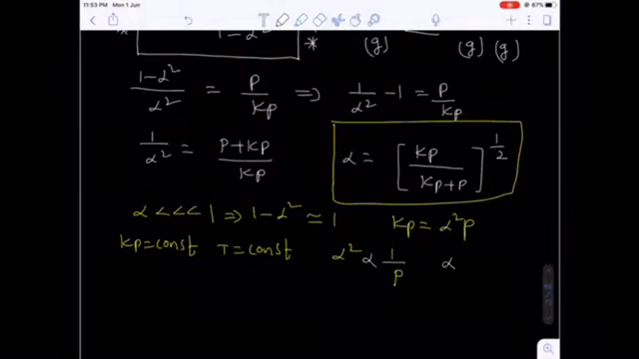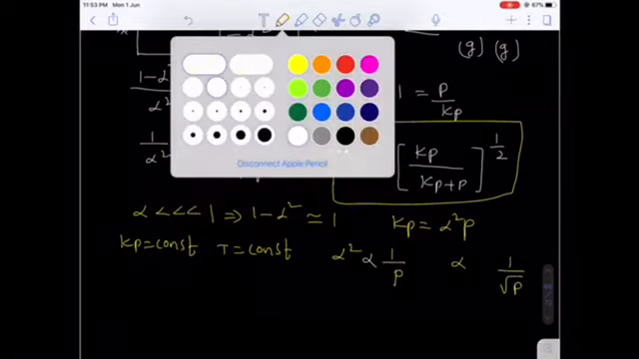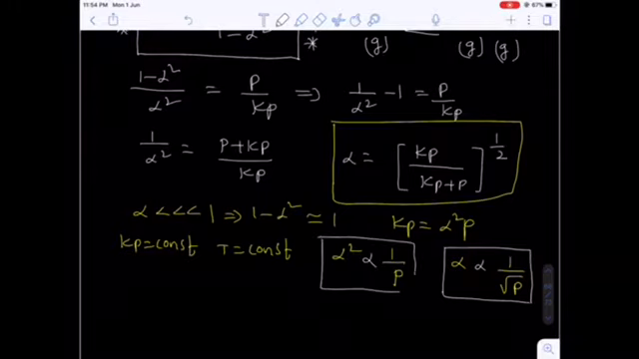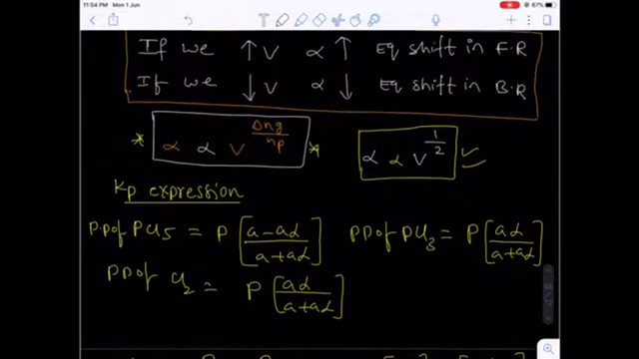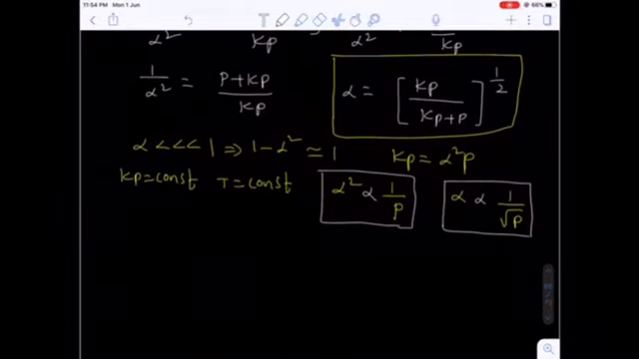Alpha square is inversely proportional to pressure, or alpha is inversely proportional to square root of pressure. Alpha is inversely proportional to what? Square root of pressure. Otherwise, you can directly correlate with the volume, because alpha is directly proportional to square root of volume. But volume is inversely proportional to pressure, keeping the temperature constant, that is PV is equal to constant, Boyle's law. So volume is directly proportional, pressure inversely proportional.